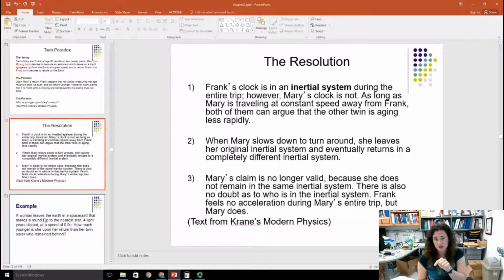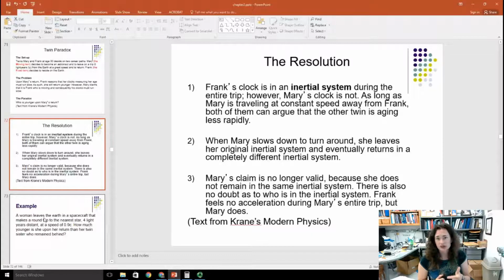Then when she gets to the star, she has to turn around and come back. Remember that a change of direction is an acceleration because you're changing the direction of your velocity. So she's accelerating again then. Yet again, not an inertial frame of reference. Then when she gets back to Earth, she's got to slow down and land, which means she comes to a stop. So she decelerates there.